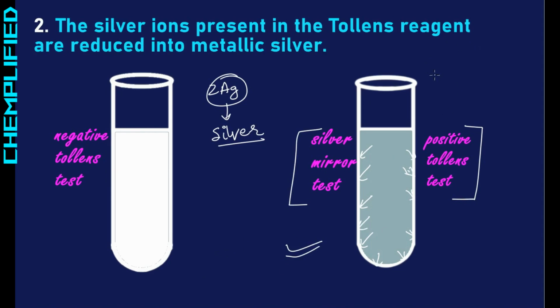Only in case of aldehyde, alpha hydroxy ketone and aromatic aldehyde. Now what happens in case of a ketone? If ketone is there, there is no reaction that will take place, no oxidation will take place, and the ketone will remain as it is. This is your negative Tollen's test. There will be no reaction, no change in color, no silvery appearance.